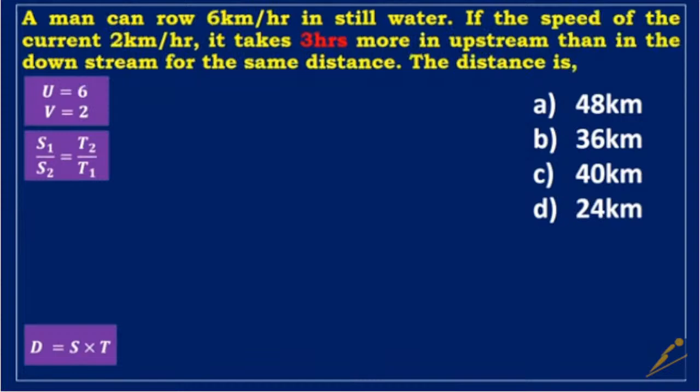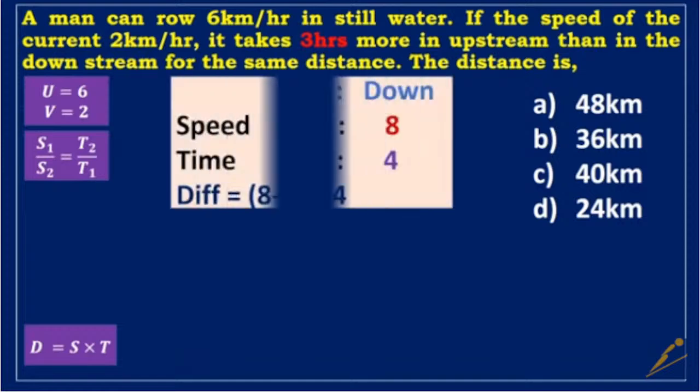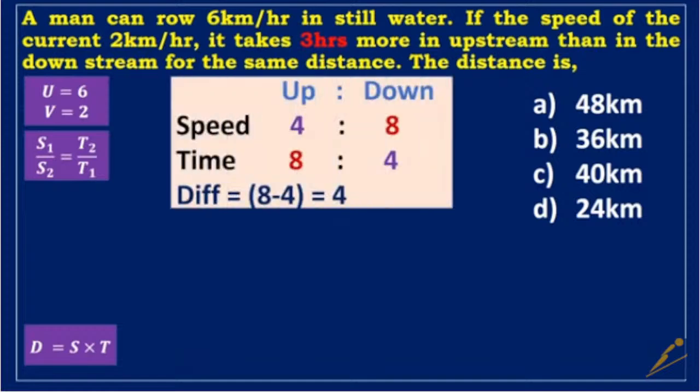Example 2. A man can row 6 kilometers per hour in still water. If the speed of the current is 2 kilometers per hour, it takes 3 hours more upstream than downstream for the same distance. The speed of the man, U, is 6 kilometers per hour. The speed of the current, V, is 2 kilometers per hour. Upstream, the difference in speeds is 4 kilometers per hour. The sum of the speeds downstream is 8 km per hour. Therefore the upstream and downstream speed ratio is 4:8.